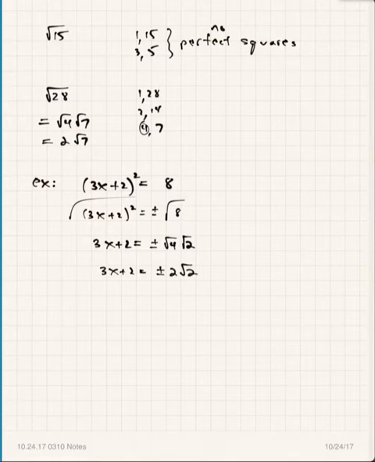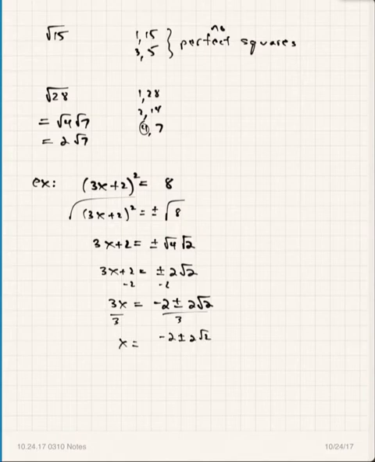Now we have to solve for x. And to solve for x, you actually have to do two things here. You have to first subtract 2 from both sides. So I do that. And remember, put that negative 2 on the right side, put it in front. So you have negative 2 plus or minus 2 square root of 2. But then I also have to divide both sides by 3 to solve for x. And so I end up with x equals negative 2 plus or minus 2 square root of 2, all divided by 3. And that's my solution right here. That's my solution set.